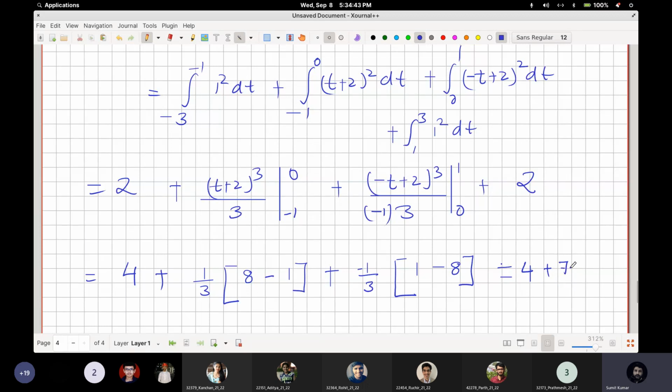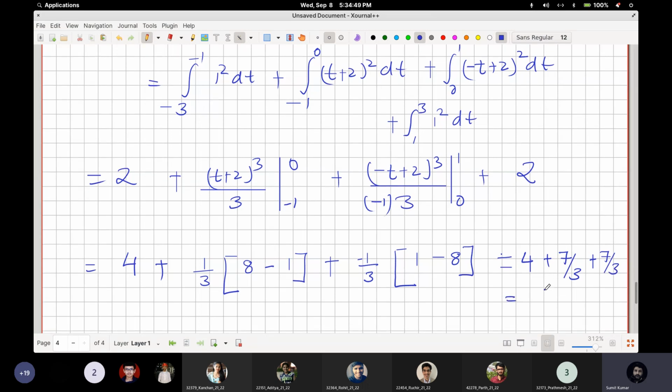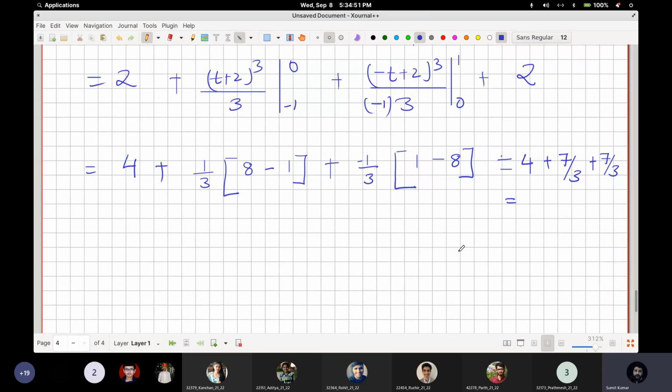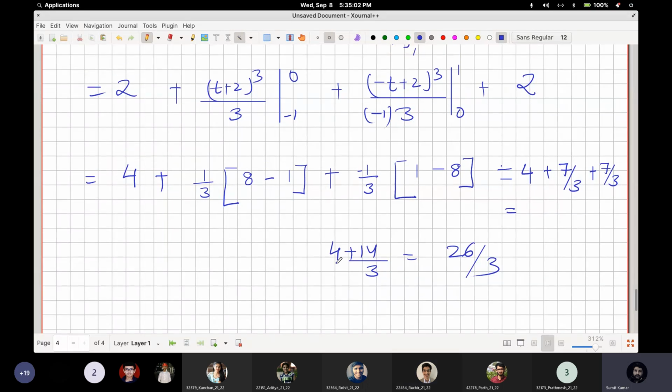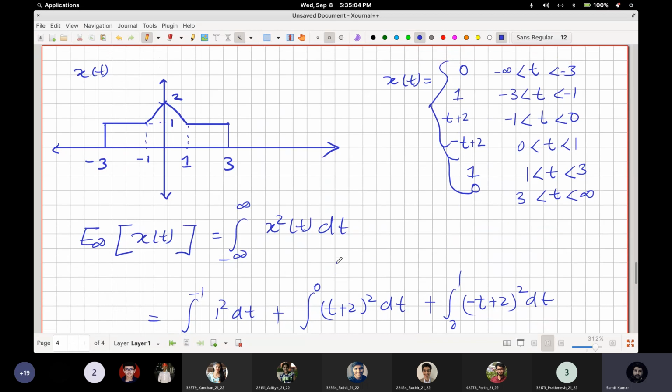This is going to be 7 by 3, and this is again going to be equal to 7 by 3 only, isn't it? So how much is this going to be? You can compute. Kitna hoga ye? So 4 plus 14 by 3, and this is 26 by 3, isn't it? Yes, sir. Okay.